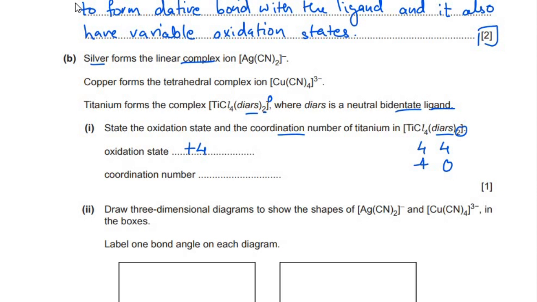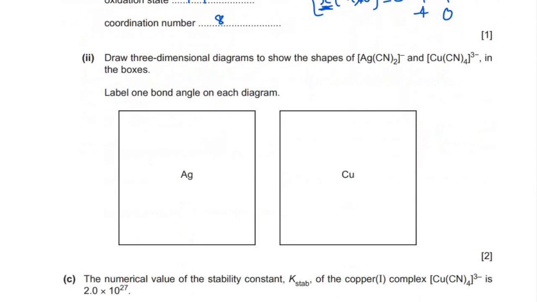Otherwise, you can also calculate by substituting x for titanium, -4 for chlorine, 0 for diaz, and the overall charge is 0. So that's how you can calculate the value of x, and you get +4 as the oxidation state of titanium. Coordination number, as we have already seen, 4 bonds from chlorine and 4 bonds from diaz, and a total of 8 bonds are formed. So the coordination number is 8.